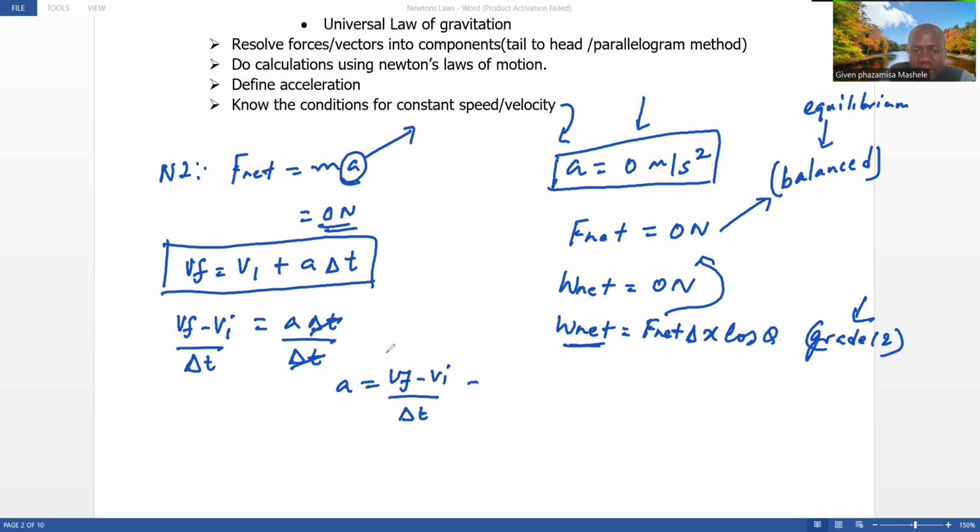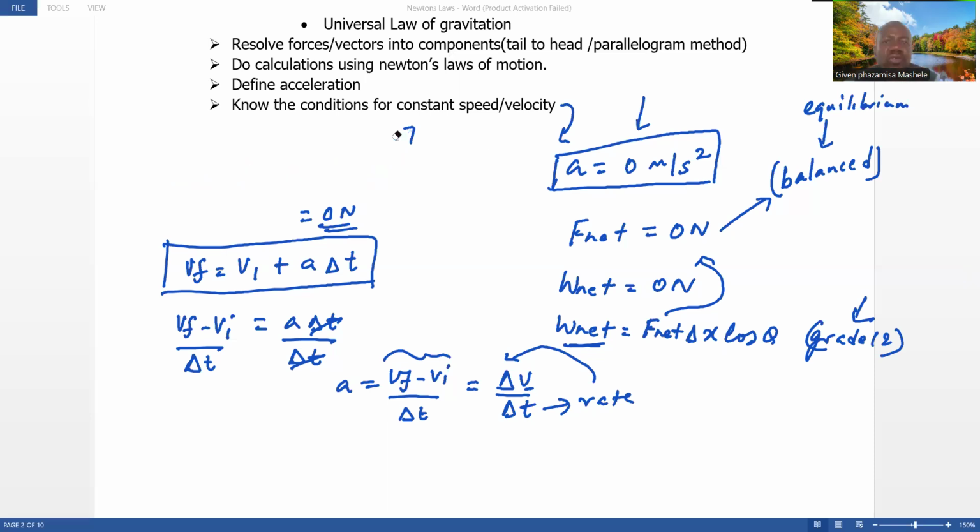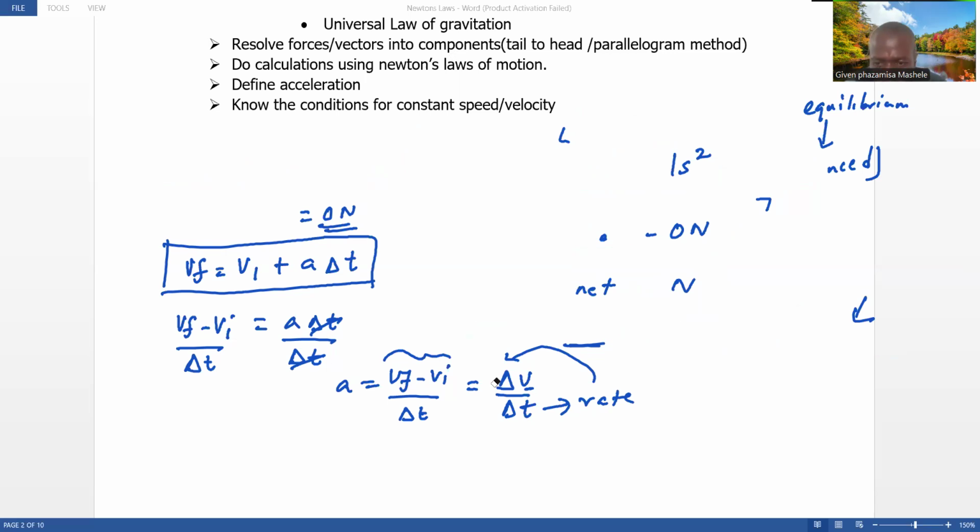And what did I say about Vf minus Vi? It's just the change of velocity. You see that acceleration is the rate of change of velocity. I believe, guys, you are following. So now this was just part 1. So in part 2, we are just going to solve problems. Ladies and gentlemen, when you don't cram physics, you need to understand what you are actually doing.